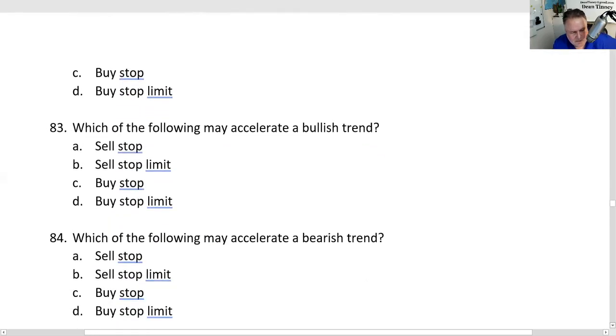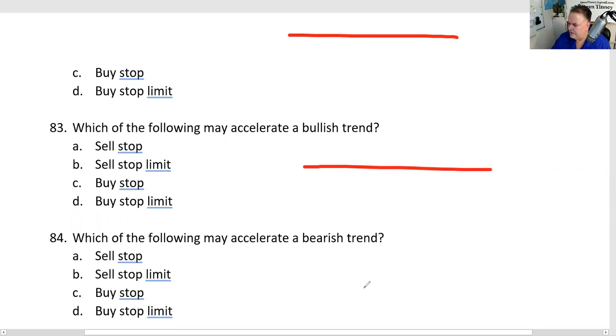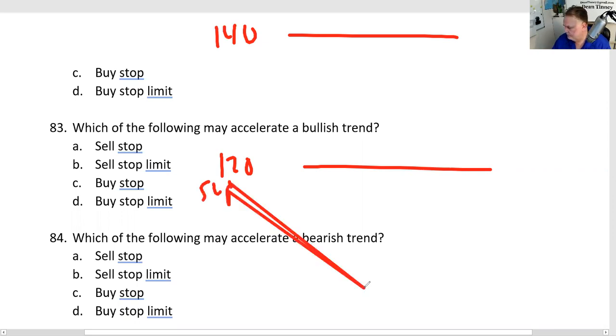Sell stops, accelerated bullish trend would be buy stops because as the market comes up, let me just take a minute here and give you a chart. On your exam, the charts won't look like they're supposed to look. You're not going to be struggling on your exam to figure out what you're looking at is what my point is. And so I'll just make a chart here of Apple. Here's a chart of Apple. And it looks like Apple's stuck between 120 and 140. We call this the support line. And we call this the resistance.